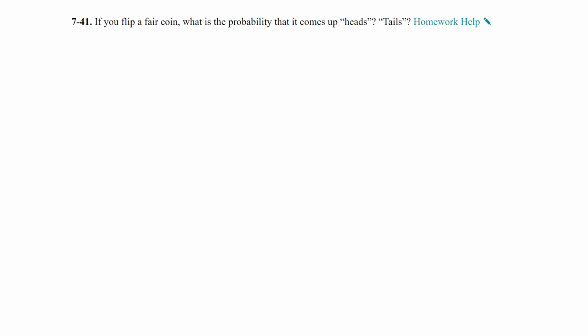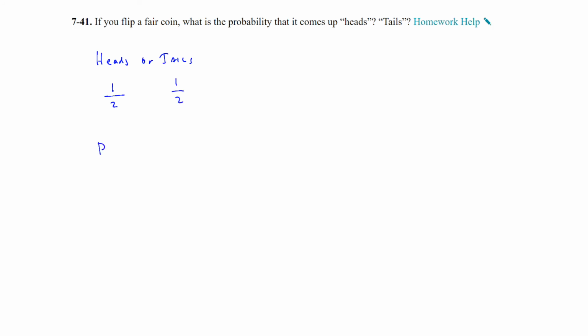Question 41. If you flip a fair coin, what is the probability that it comes up heads? And what is the probability that it comes up tails? Well, there's only two possible outcomes when you flip a coin. It's either going to land on heads or it's going to land on tails. So if it's going to land on heads, then it's going to happen one possible time out of two choices. Tails is the same way. There's only one possibility out of two choices.